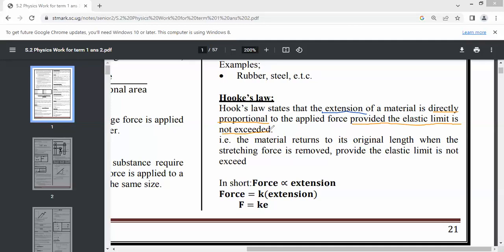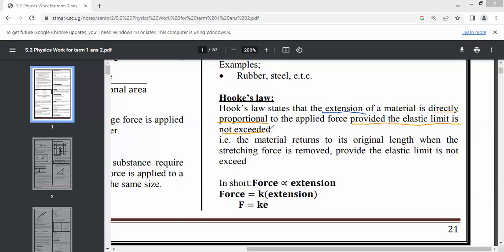So when we apply a large force, we will have a big extension. And when we have a small force, we will also have a small extension, provided the elastic limit is not exceeded. We said there is a limit where, when you exceed it, the material is either going to break or lose its shape. That point is what we call the elastic limit.